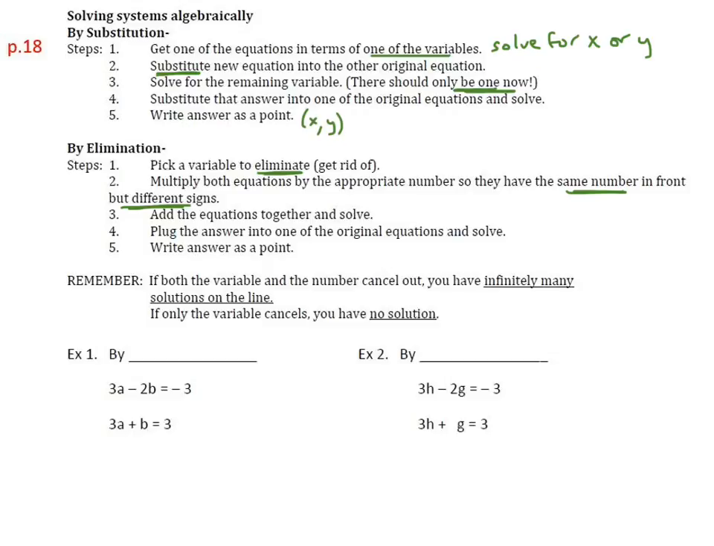And once you've solved for that one variable, just like we did before, plug that answer back into one of the original equations and solve, and write your answer as that point or ordered pair (x, y).